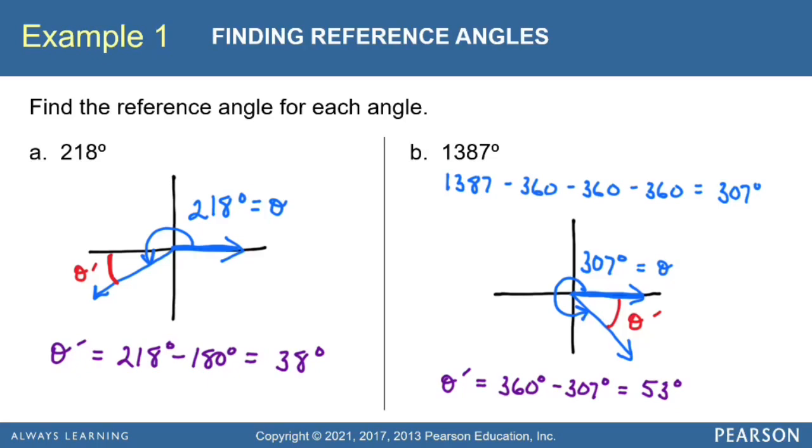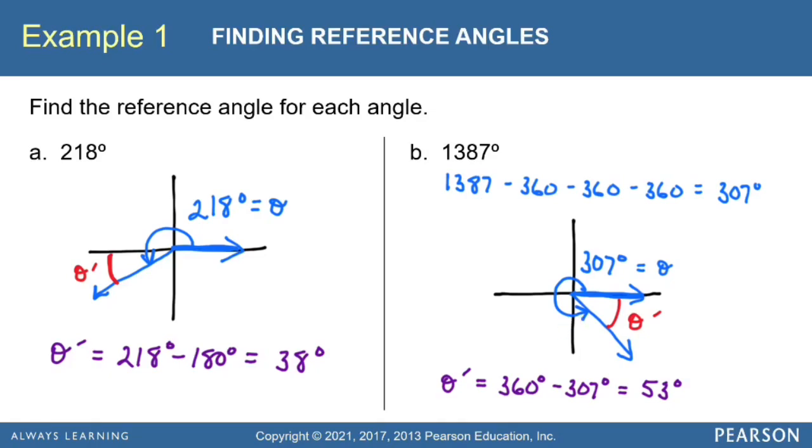Now, I want to point something out to you here while we can see these two different angles that are in two different quadrants. In part A, notice that our reference angle overlapped with theta. You can see theta goes all the way into the third quadrant, and theta prime is that overlapping area between the negative x-axis and the terminal side. But over here in part B, the reference angle does not overlap with our 307 degree angle.